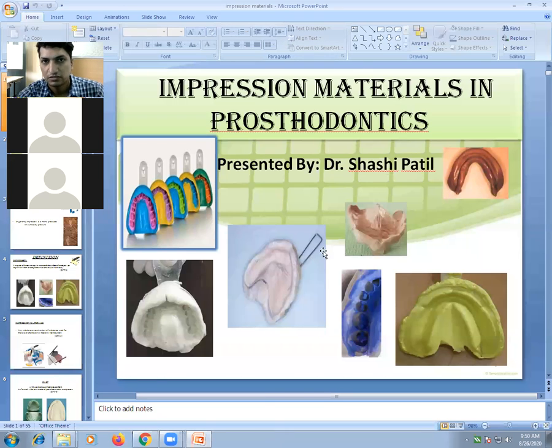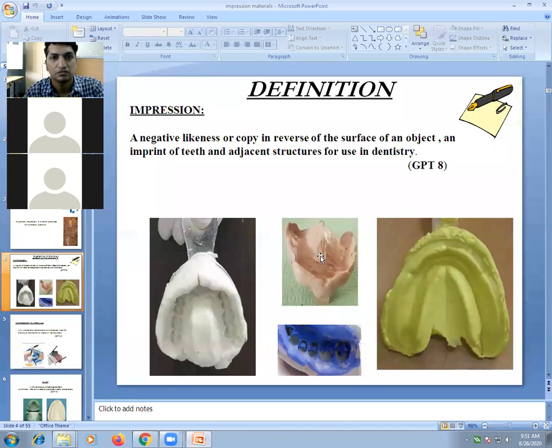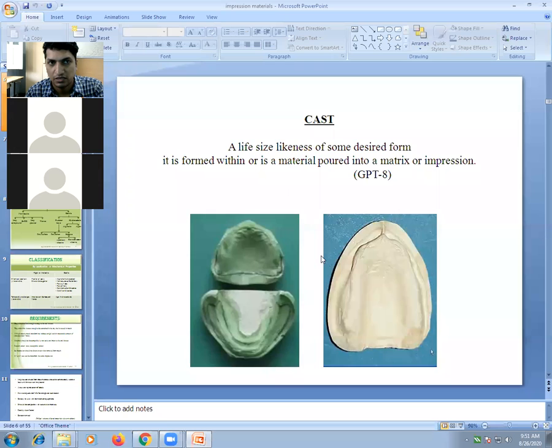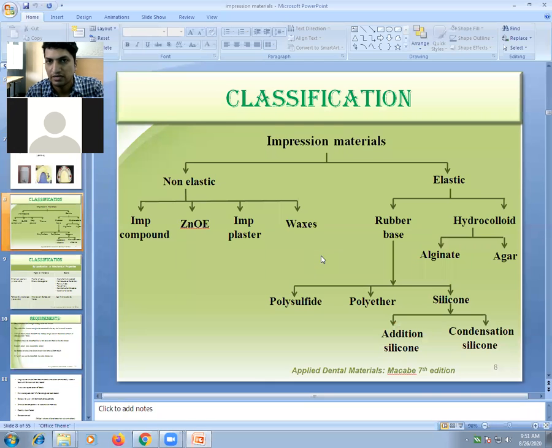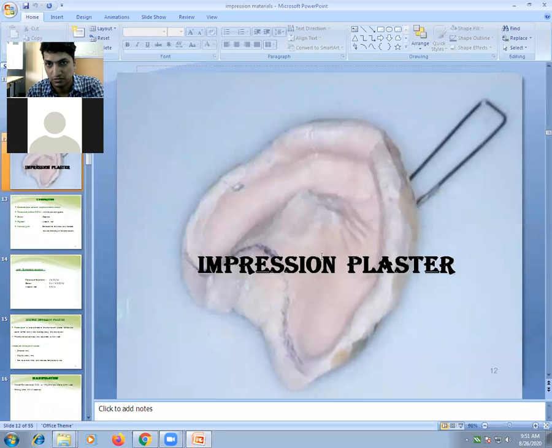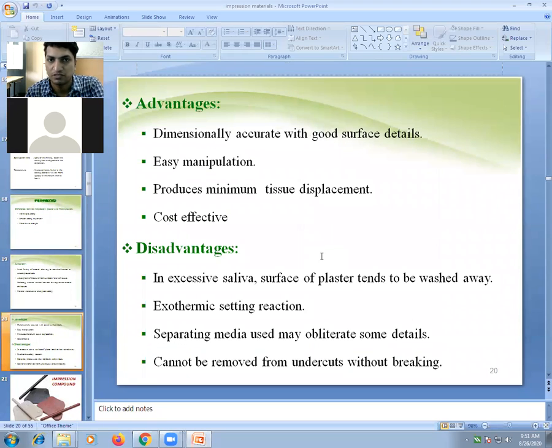In the last lecture we saw the introduction to impression materials, the definition of impression, what we mean by impression materials, what we mean by cast, what we mean by die, the classification of impression materials, and the additive format. Today we are going to see the rigid type of impression materials.